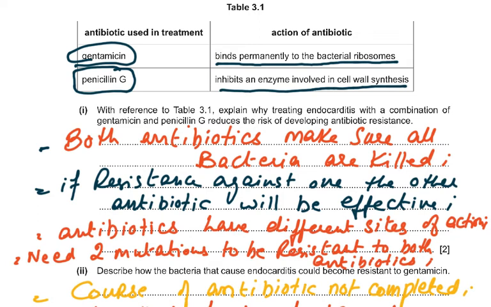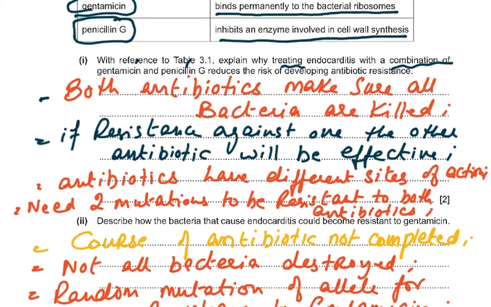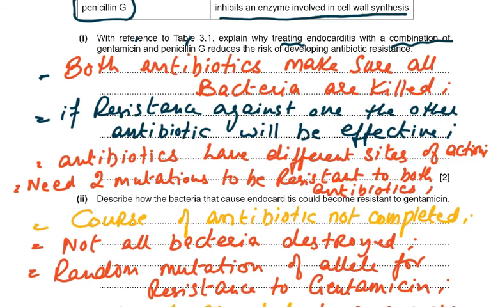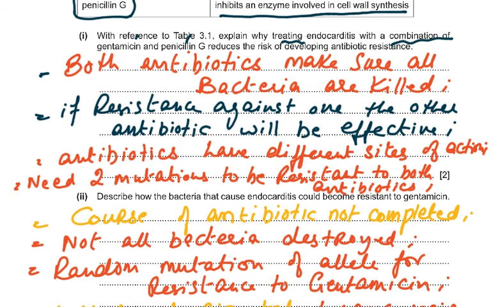With reference to table 3.1, explain why treating endocarditis with a combination of gentamicin and penicillin G reduces the risk. So treating with a combination of gentamicin and penicillin G reduces the risk of developing antibiotic resistance. Now basically what you've got to understand from the question is you're using two antibiotics, so it must be something beneficial. Both antibiotics make sure all the bacteria are killed. Then if resistance against one, the other antibiotic will still be effective. Then antibiotics have different sites of action. That's what's given in the question.